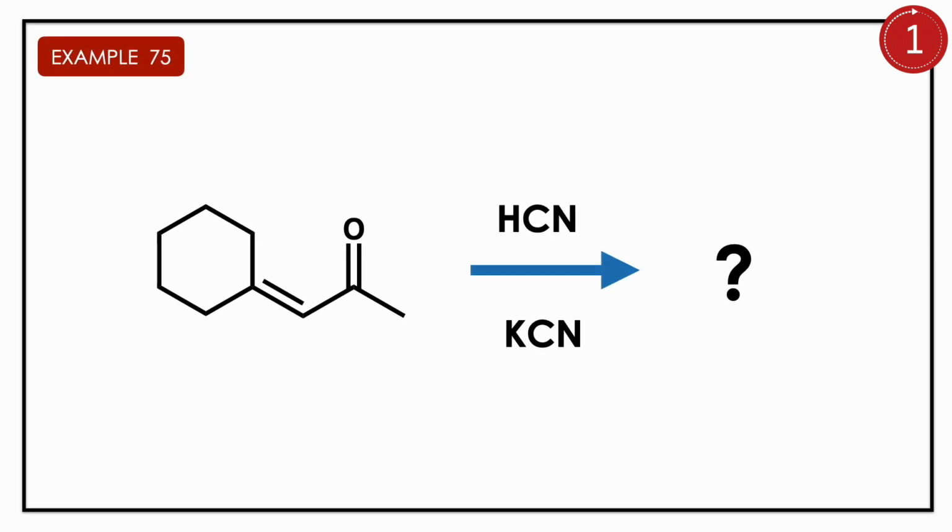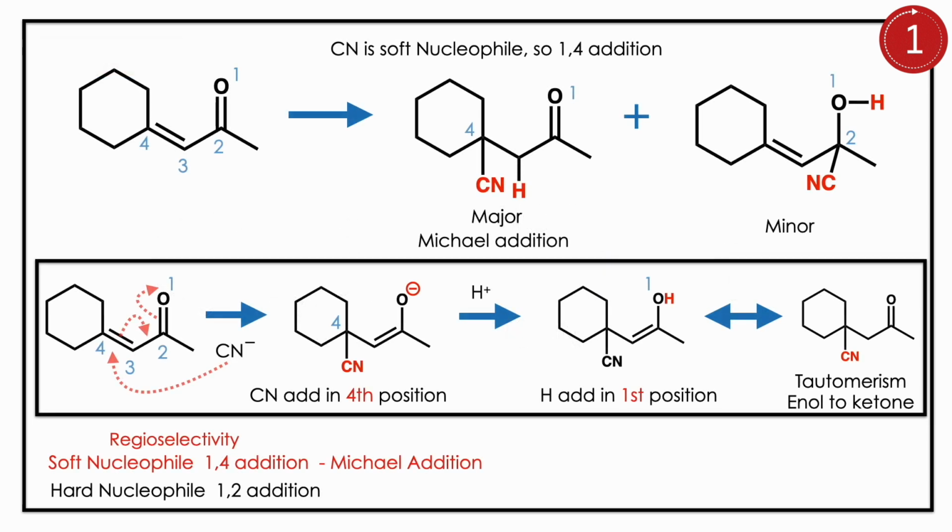Then the next example, you have conjugated ketone reacting with hydrogen cyanide and potassium cyanide. You should find what will be the final product. Here you are having conjugated ketone and a nucleophile. So where the reaction happens is decided by the nucleophilicity of the cyanide. Cyanide is the soft nucleophile. Soft nucleophile undergo 1,4 addition. Hard nucleophile undergo 1,2 addition. Since cyanide is the soft nucleophile, it will undergo 1,4 addition.